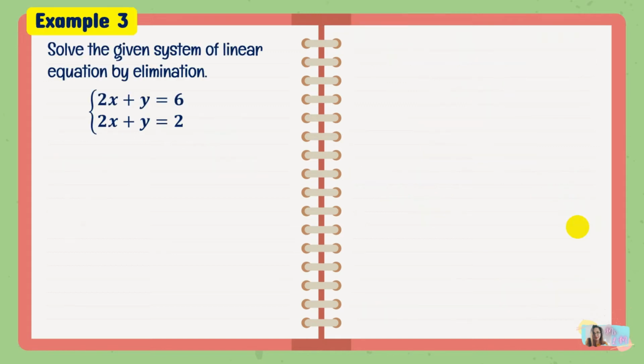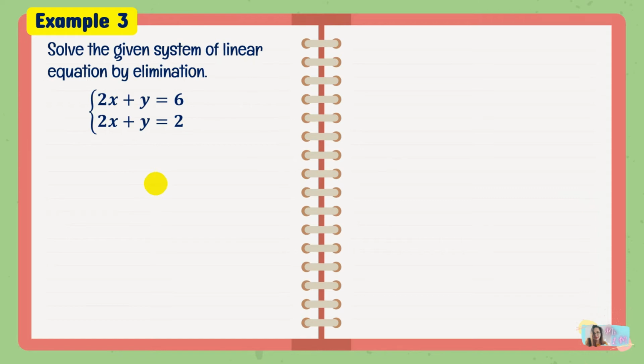Then, let's have our example number 3. So, we have here 2x plus y is equals to 6 and 2x plus y is equals to 2. And again, the first step is to write these equations into standard form. But since ito pong ating given dito sa example 3 ay naka-standard form na, let's proceed to our step number 2. So, for step number 2, mag-multiply na tayo ng number para magkaroon tayo ng term na magka-additive inverse.